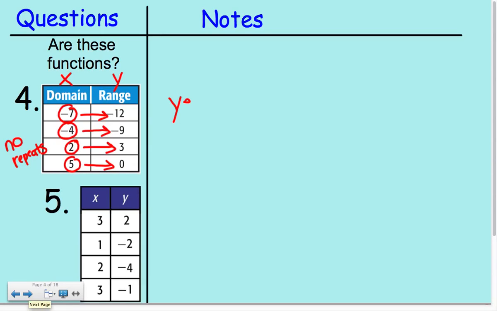We're going to say yes, and I'm going to write for my reason, x values are not repeated. Every single x value goes to its own y value.